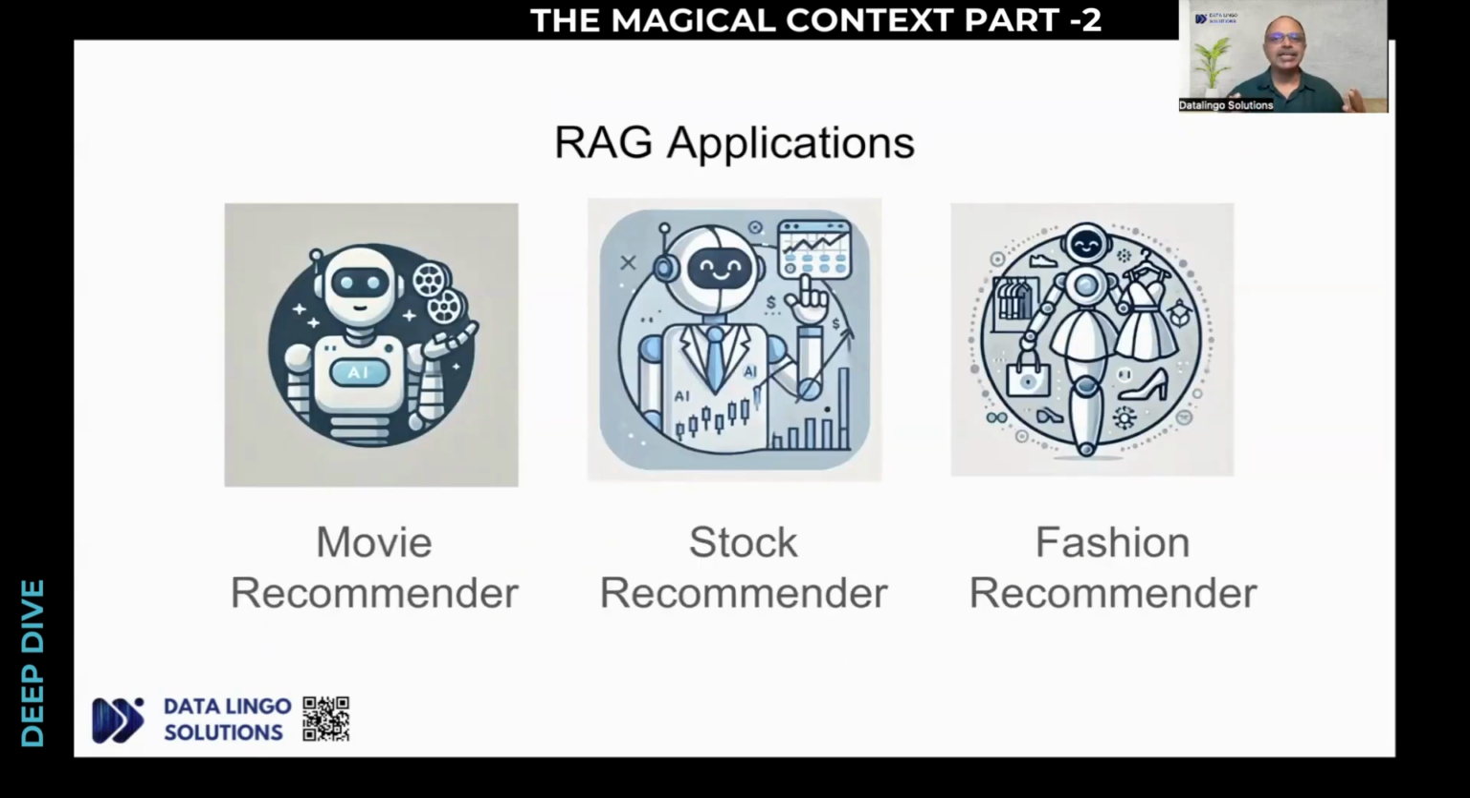RAG technology is the backbone of many recommendation engines, be it movie recommender or stock recommender or fashion recommender, where complete information about the user and available products is needed and is retrieved from the vector DB and used to generate personalized recommendations. I encourage you to explore RAG use cases in your own industry. Think about how RAG technology could apply to the work you do or the problems you are trying to solve.